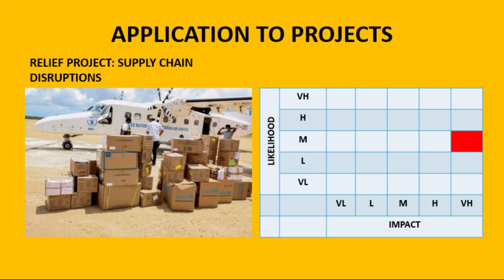The moderate likelihood, along with its very high impact, places it in the high priority quadrant. Our assessment then is that it needs immediate attention and proactive measures to mitigate potential delays in delivering critical supplies. This means strategies such as diversifying supply routes or pre-positioning supplies to address this risk effectively.